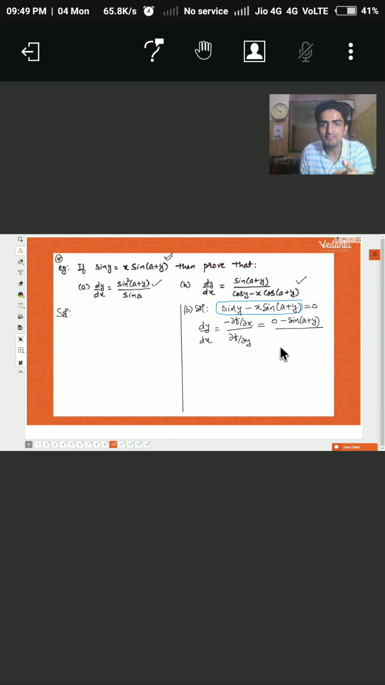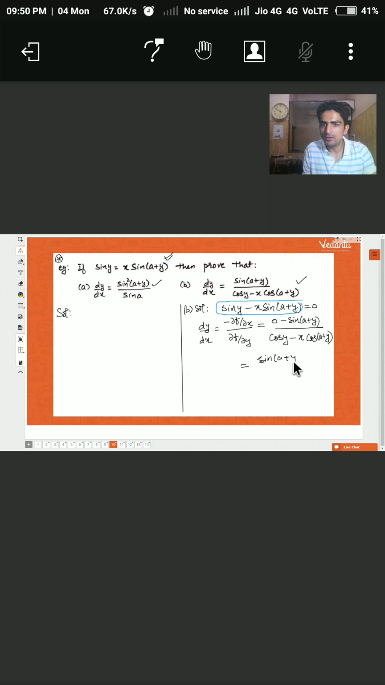Divide by partial derivative with respect to y. So what will be the derivative of sine y? cos y, minus derivative of this with respect to y. x is constant now, it will come out. And derivative of sine of a plus y will be cos of a plus y with respect to y. And that is something you have to prove.